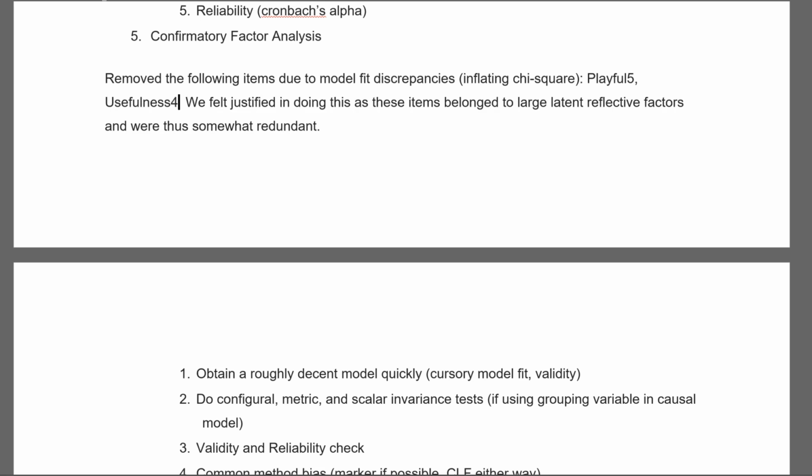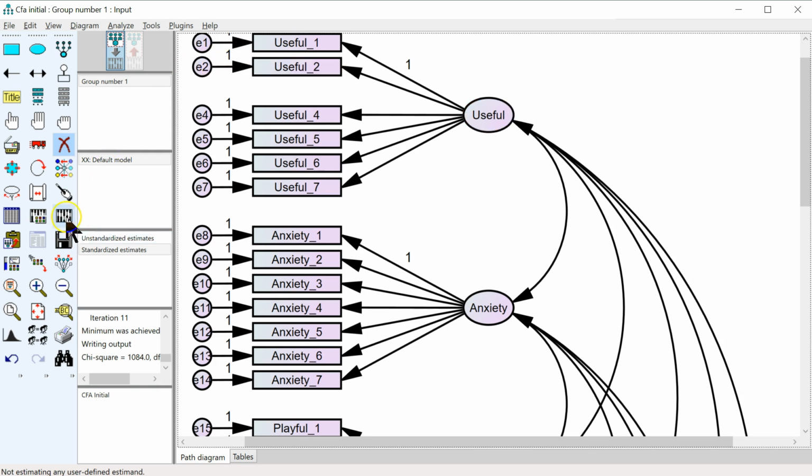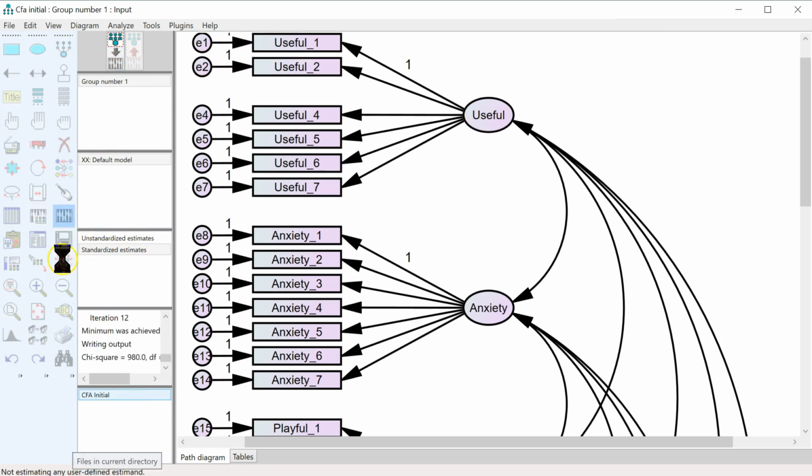Usefulness 4. It might just be an and. We might be good at that point. Let's see. Run that. Go check model fit one more time.